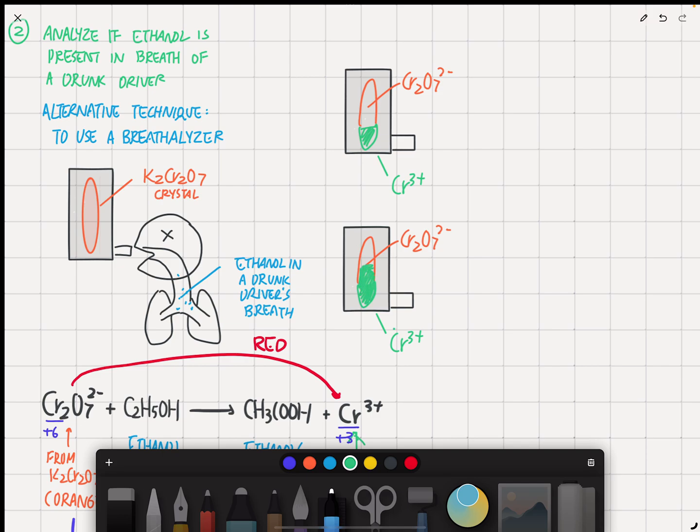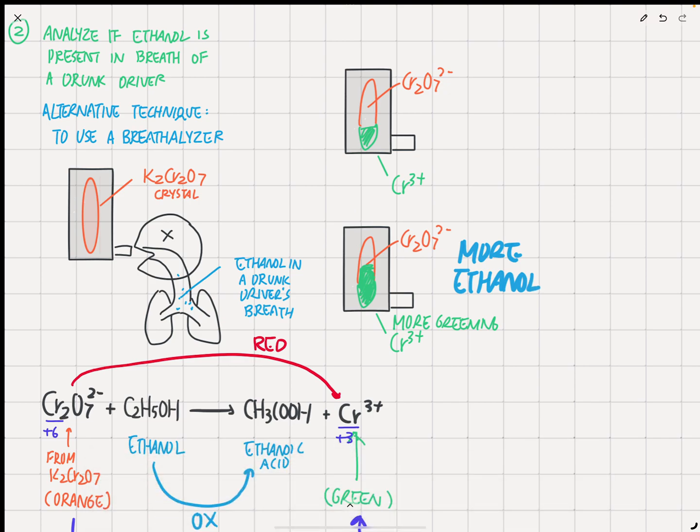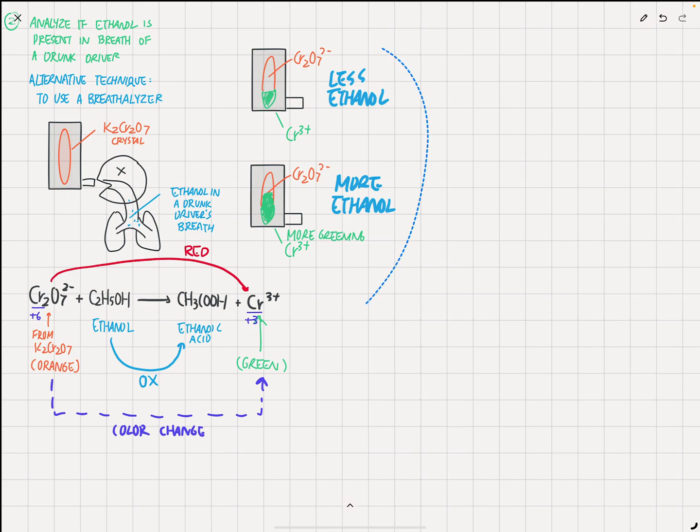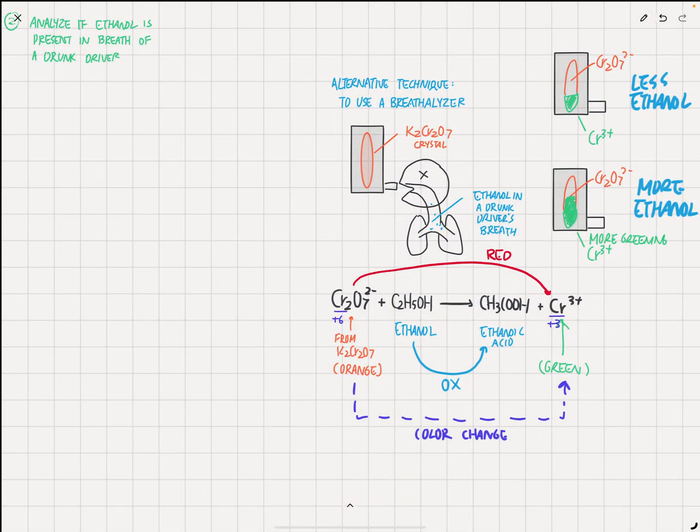So more greening means there's more ethanol. Because the more ethanol there is, the more dichromate will be reduced, and so the more green the column will become. And if there's less ethanol, this is what will happen. So this is the redox technique of determining if a driver is drunk driving.